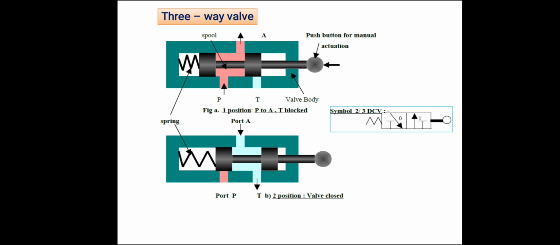Then position 2, when the valve is unactuated by the absence of hand force, the valve assumes this position by the action of the spring. Now P is closed. In this position, port P is blocked by the spool. So flow from the actuator can go to the tank from A to T, as shown by a straight line and arrow mark. The fluid flows out.